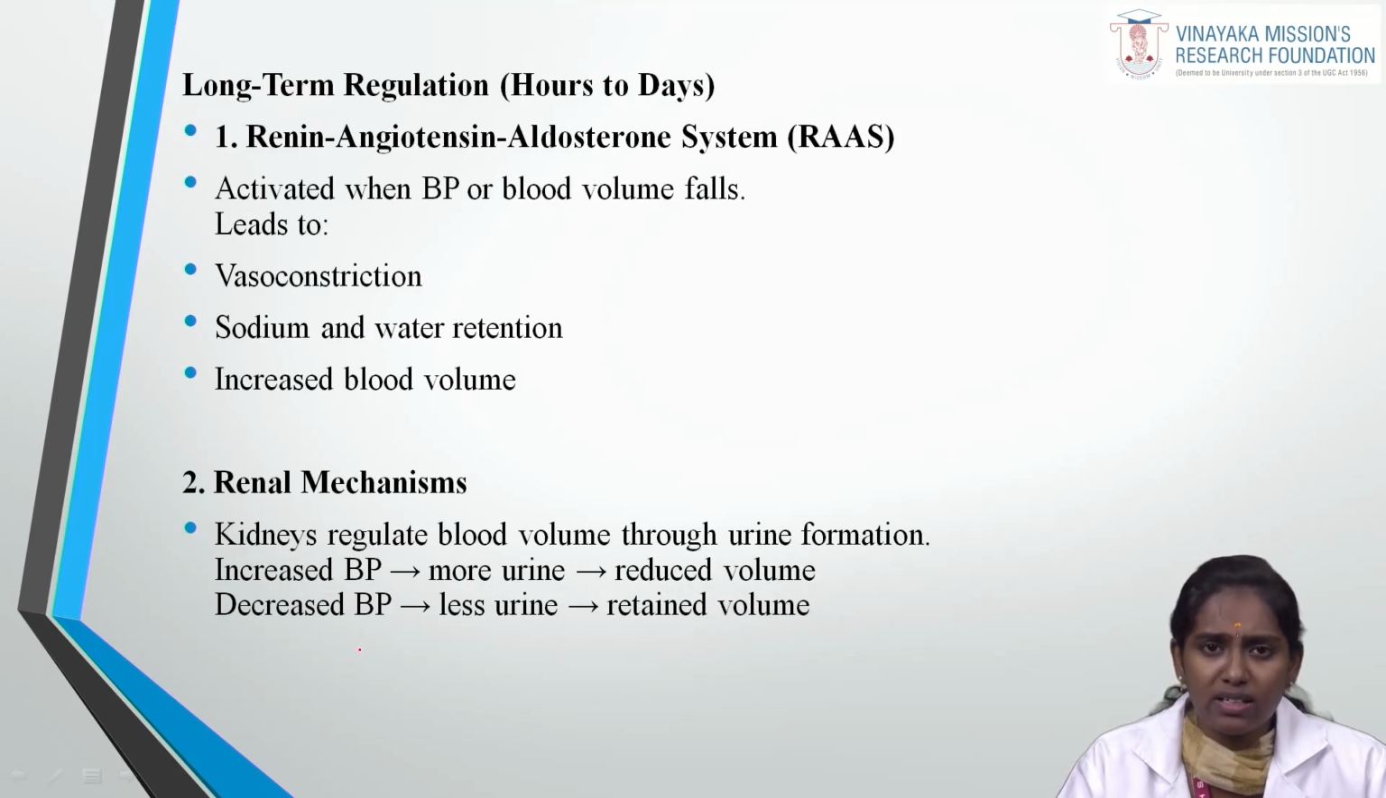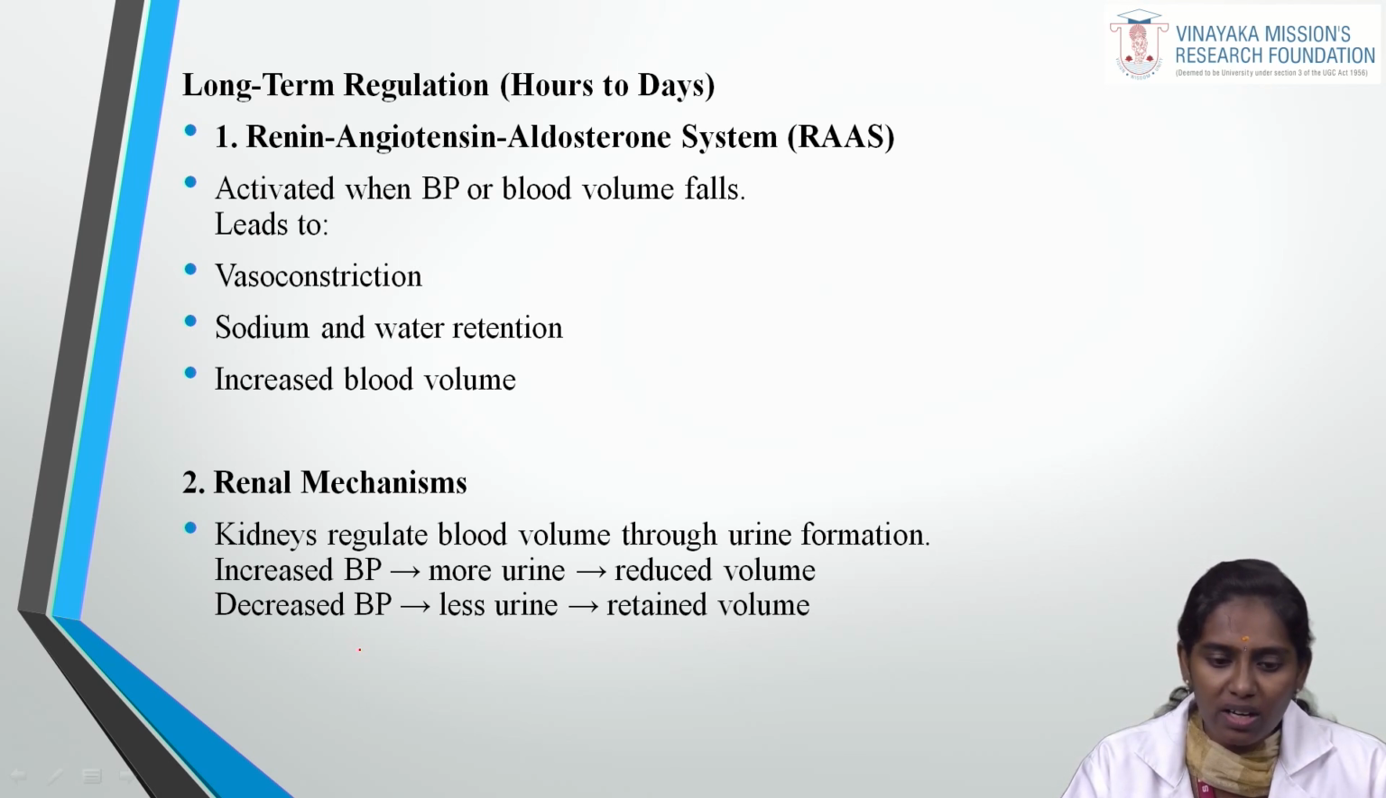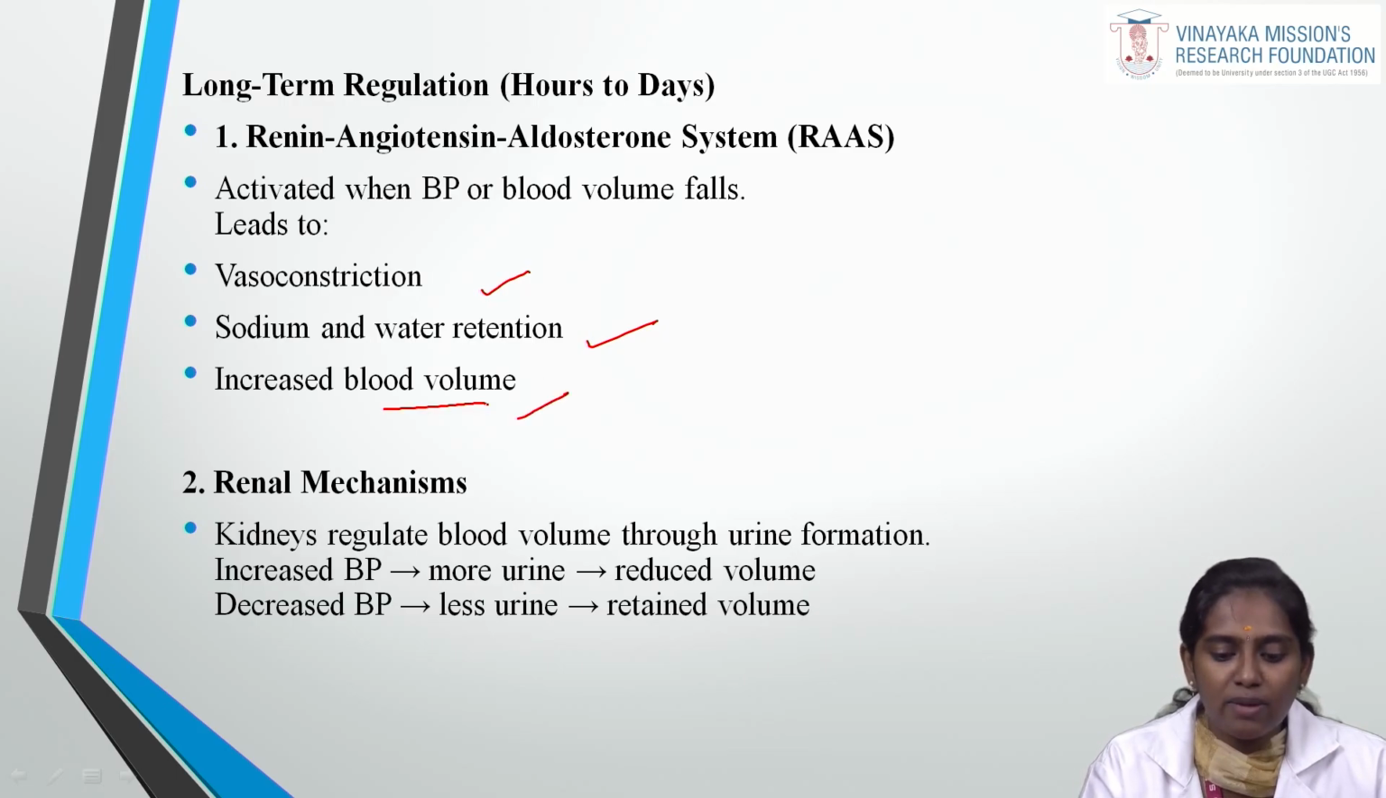Long-term regulation. What we have seen so far are the rapidly acting mechanisms. Now we are going to see the long-term regulation. How will you regulate BP for a longer term? This is the RAS mechanism, the renin angiotensin aldosterone system. It is activated when BP or blood volume falls, and leads to vasoconstriction, sodium and water retention and increased blood volume. If there is an increase in blood volume, there will be an increase in cardiac output.